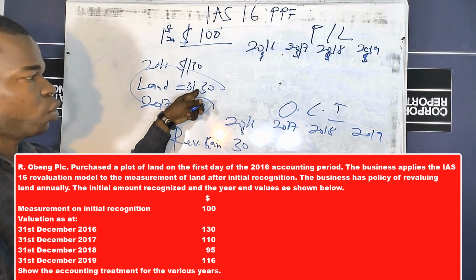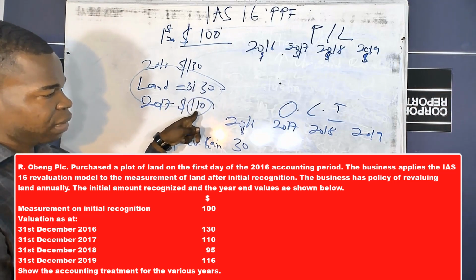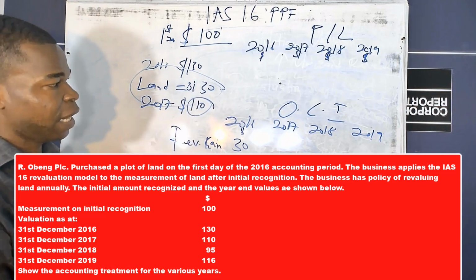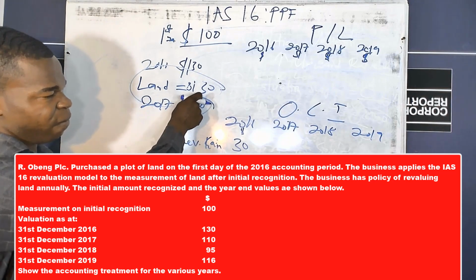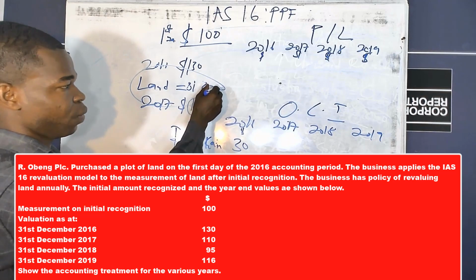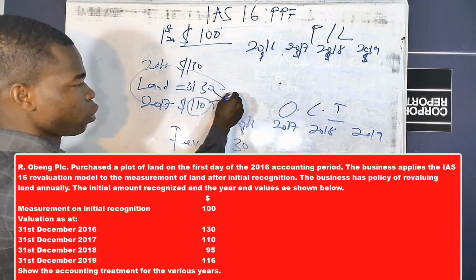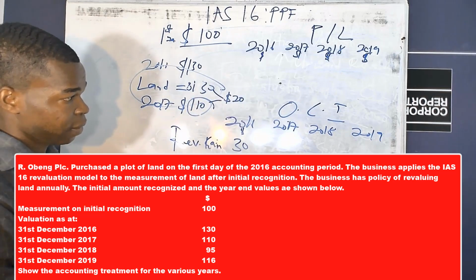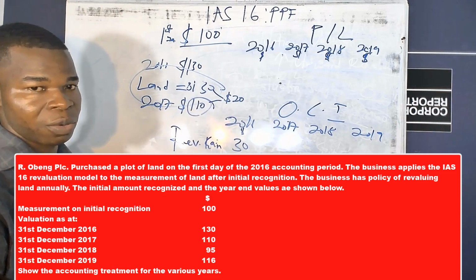Remember the opening is 130. Now it's revalued to 110. That means there is a revaluation loss because the revalued amount is less than the opening. So there is a loss of $20, because between this and this is $20. There's a loss of $20.